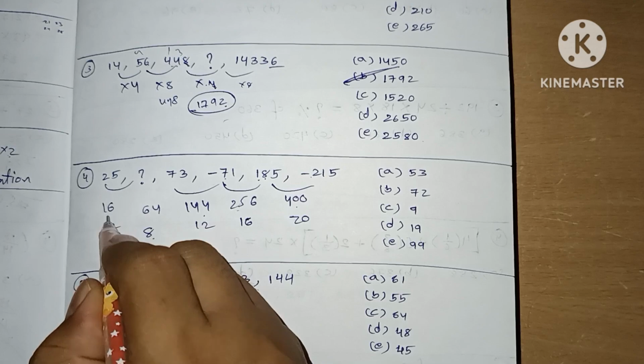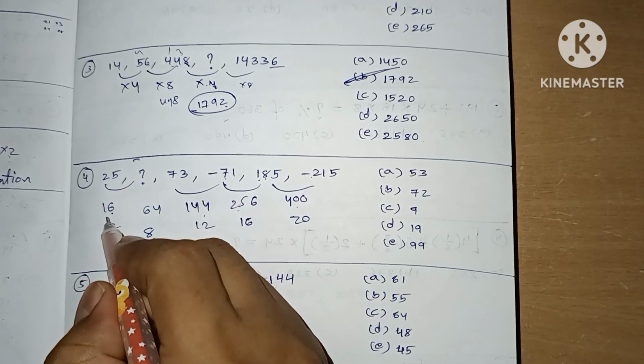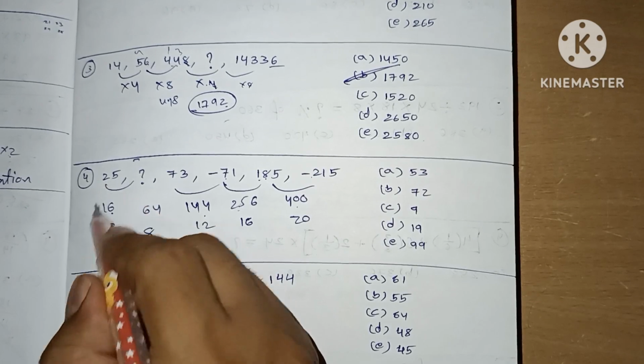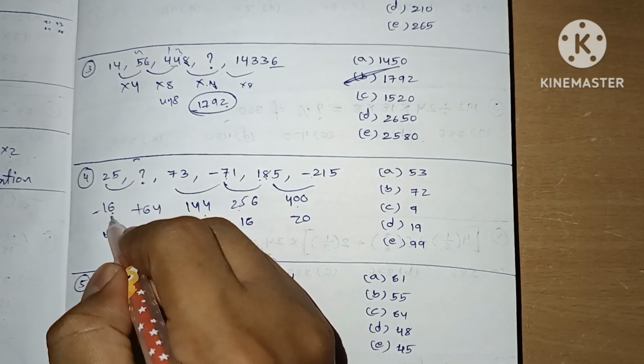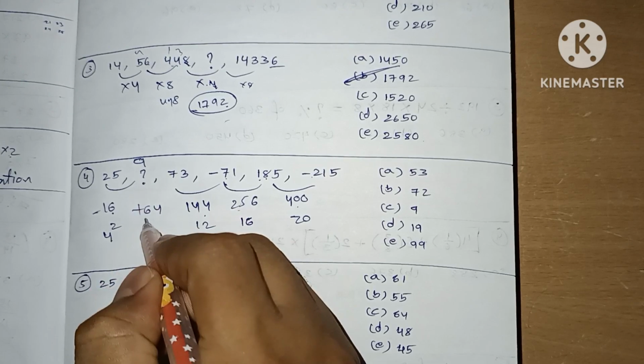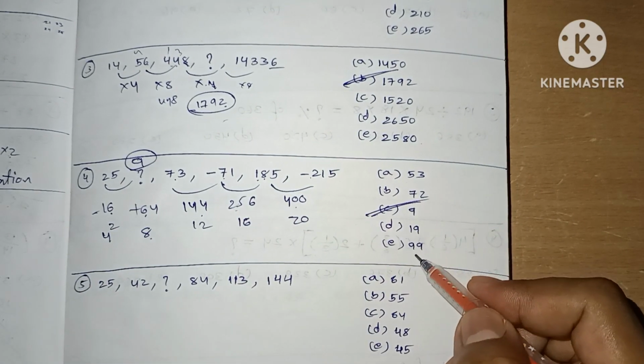So 25 plus 16, which will be difference. 25 minus 16 means we get 4 plus 5, 9. 9 plus 64 we get 73. So answer is 9. Option C is our answer.